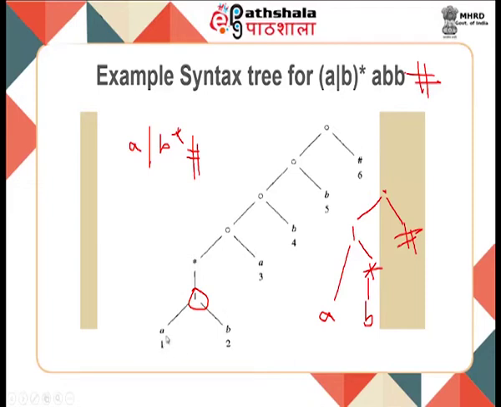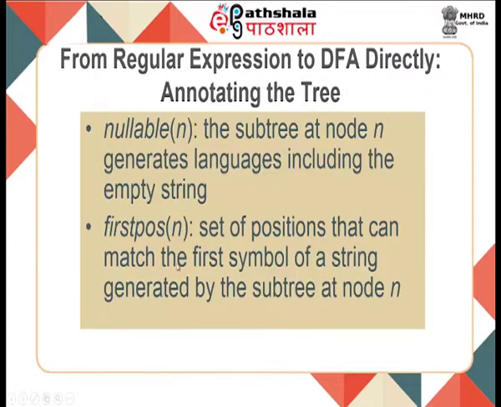This is from the textbook Aho Sethi Ullman. So, I have numbered it as 1, 2, 3, 4, 5, 6. So, the leaf nodes are basically numbered. Now, after that we are going to construct these functions. Now, we call a node nullable if the subtree at node n generates languages including the empty string. If it could generate the empty string, then I will call the interior node a nullable node.